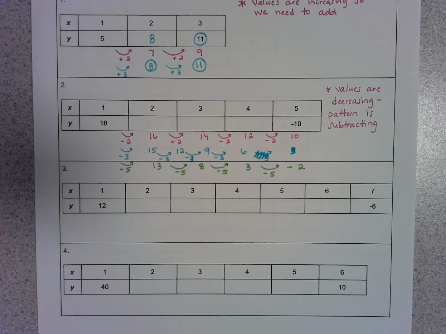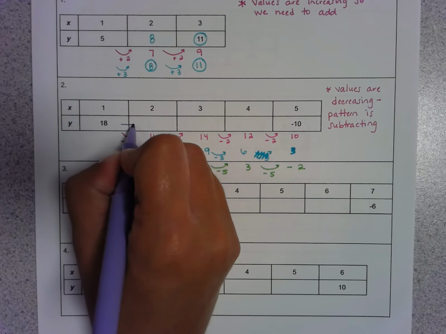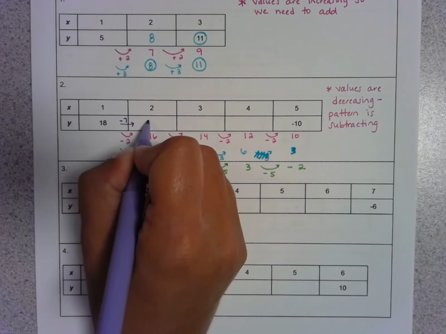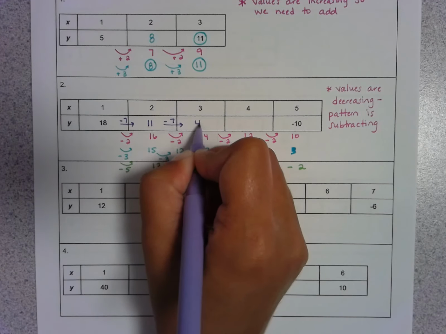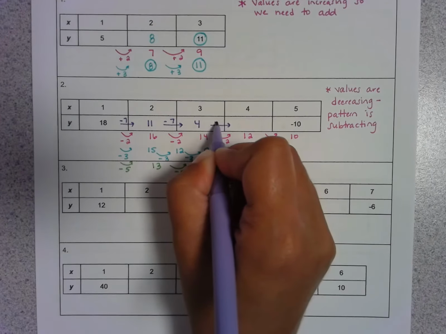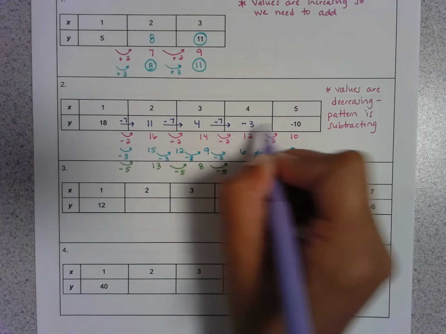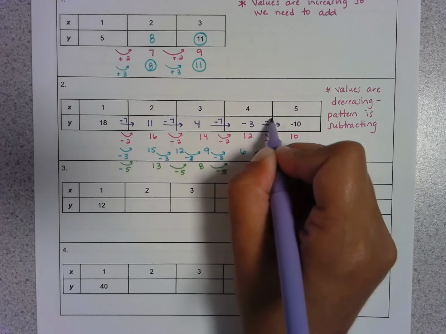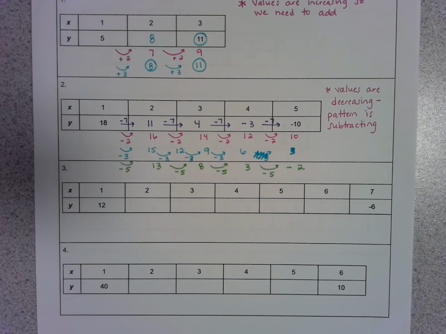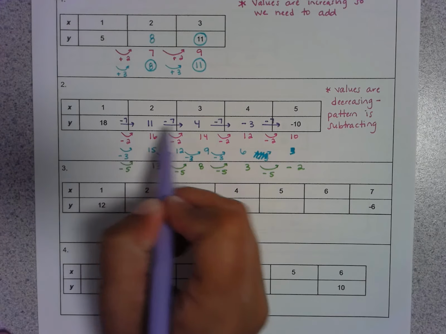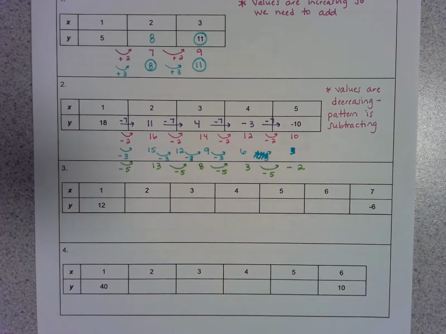Let's try subtracting 7. So if I subtract 7, I get 11. If I subtract 7, I get 4. If I subtract 7, I get -3. And if I subtract 7, I get -10. So my missing numbers must be 11, 4, -3, and -10 because the subtracting 7 pattern worked.